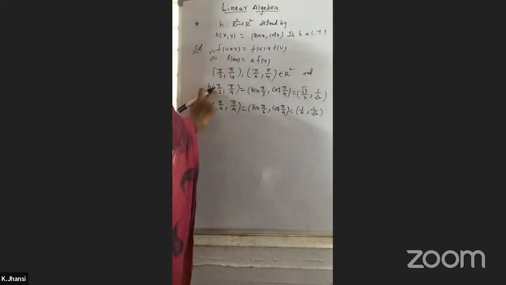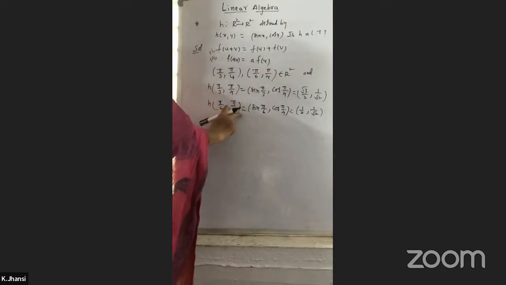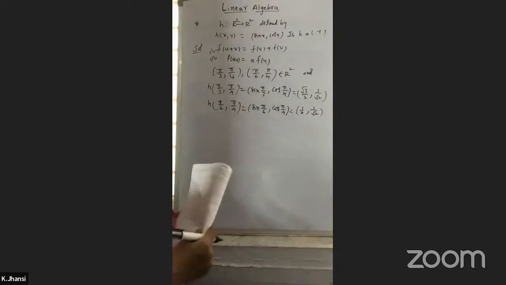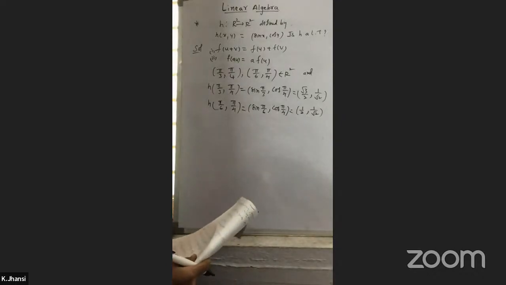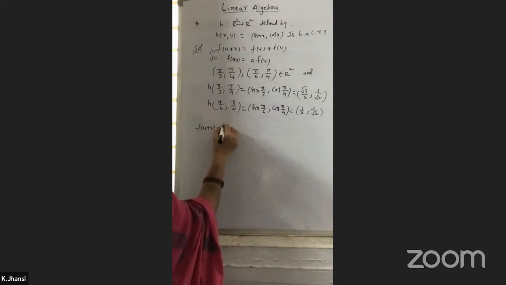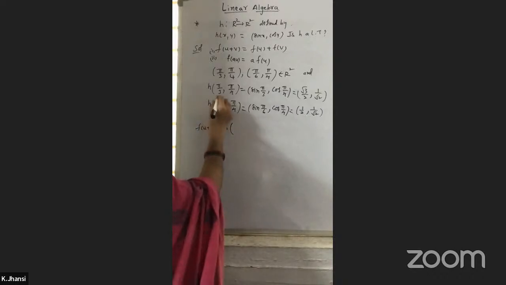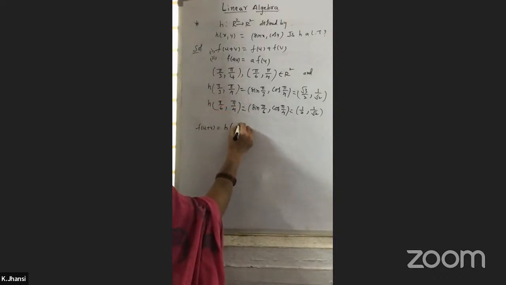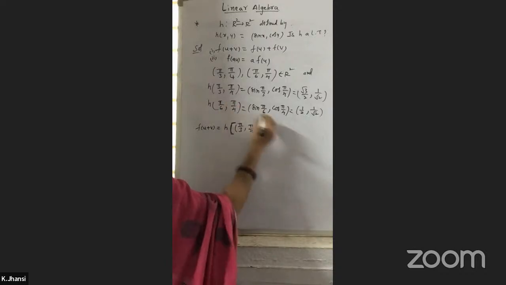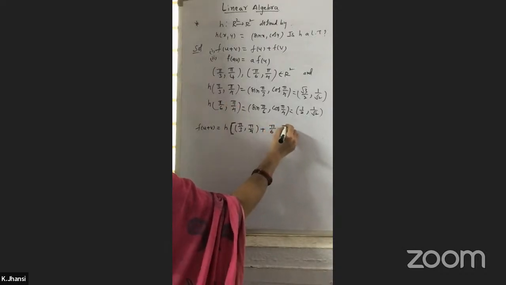F of, this is u and this is v. Okay. So now we will find the values here: f of u plus v, h of, so it is similar to h of this plus this one. That means pi by 3, comma pi by 4, plus pi by 6, comma pi by 4.